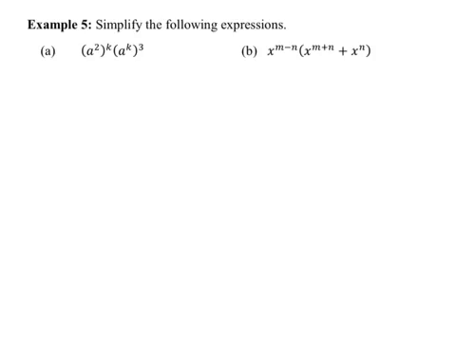Simplify the following expressions. So a to the 2 to the k and a to the k to the 3. Well, this is a power to a power, so we have to multiply those powers. So the 2 times the k, multiply these, becomes 2k. The k times the 3 becomes 3k. And then if I multiply two things with the same base, I have to remember to add the exponents. So this is really a to the 2k plus 3k, or 5k.